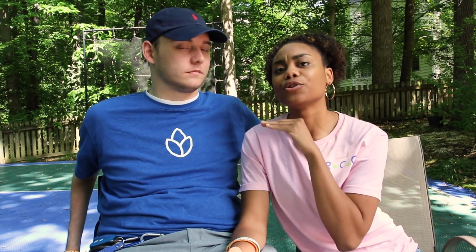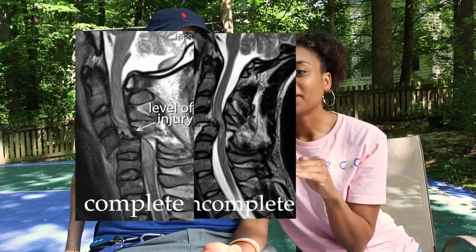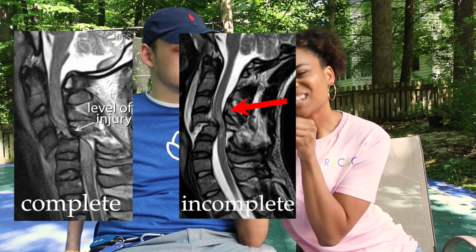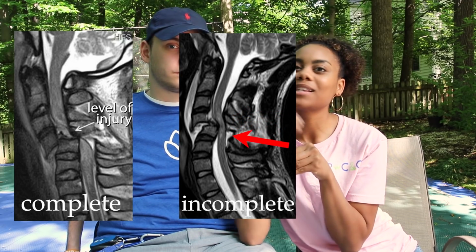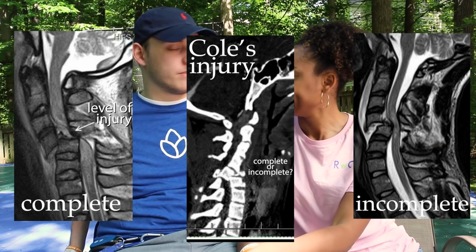Now let's make it a little bit more complicated and throw a little something else in there, as if it's not already complicated enough. So there are also different levels within quadriplegia: complete versus incomplete. With a complete injury, it means that your spinal cord at that level of injury is completely severed. With incomplete, it just means that there's some connection getting through, above and below the injury. There's a little bit of connection remaining.